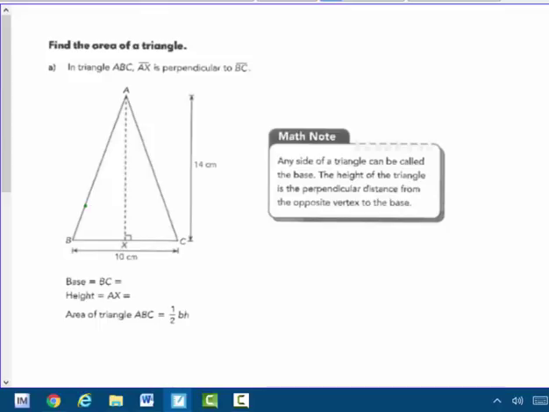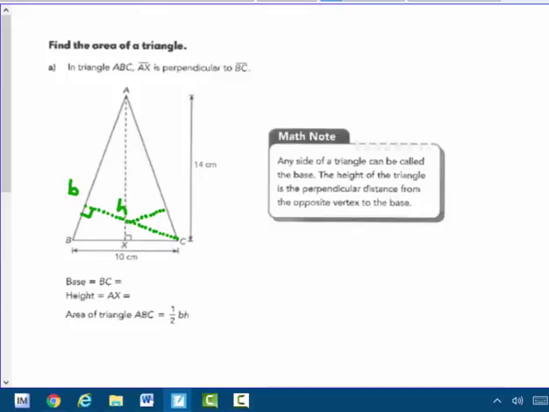But 90 degrees from here, if AB is the base to its opposite vertex, then this could be called the base, and this could be called the height. Well, what if AC was the base? Then I'd have to go 90 degrees.